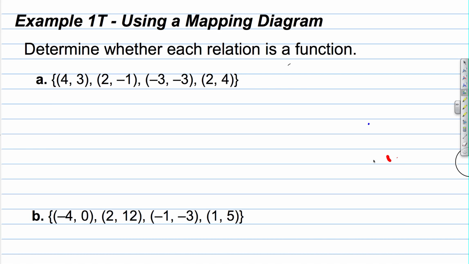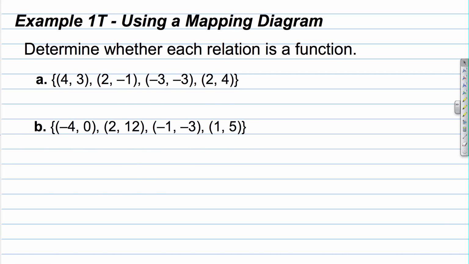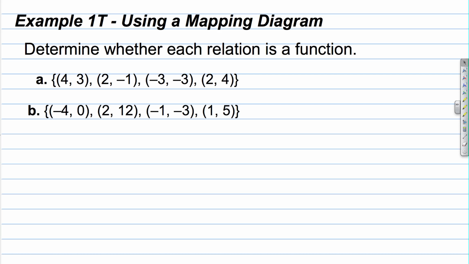If you go ahead and start doing part B on your own, you may want to pause the video and see if you get it right, but I'm going to move part B up. And so I can start listing out my domain and range. The domain in this case is -4, 2, -1, and 1, and of course I want to put those in ascending order from small to big: -4, -1, 1, and 2.